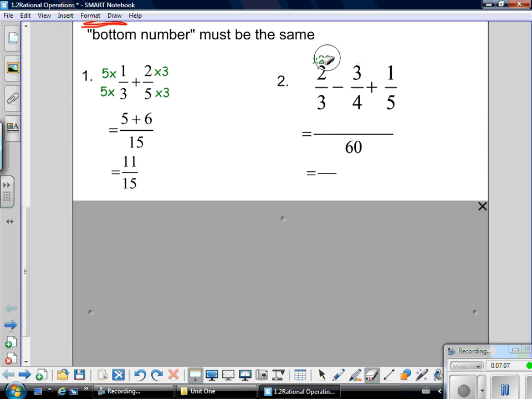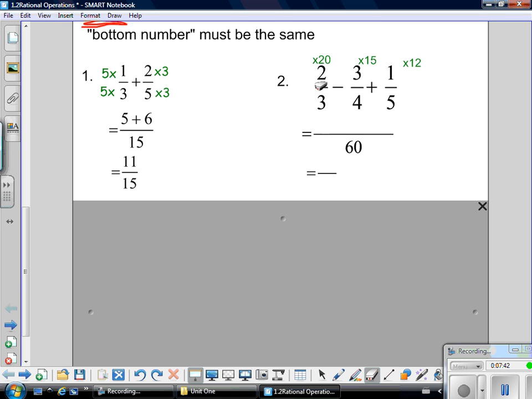So I'm going to multiply this whole fraction by 20. How many times does 4 go into 60? Well, it goes 15 times. So I'm going to multiply the top and bottom of this fraction by 15. And lastly, the 1/5. 5 goes into 60 12 times. So I'm going to multiply this whole fraction top and bottom by 12. All right, so 3 times 20 is 60, 4 times 15 is 60, and 5 times 12 is 60. So there is my common denominator.